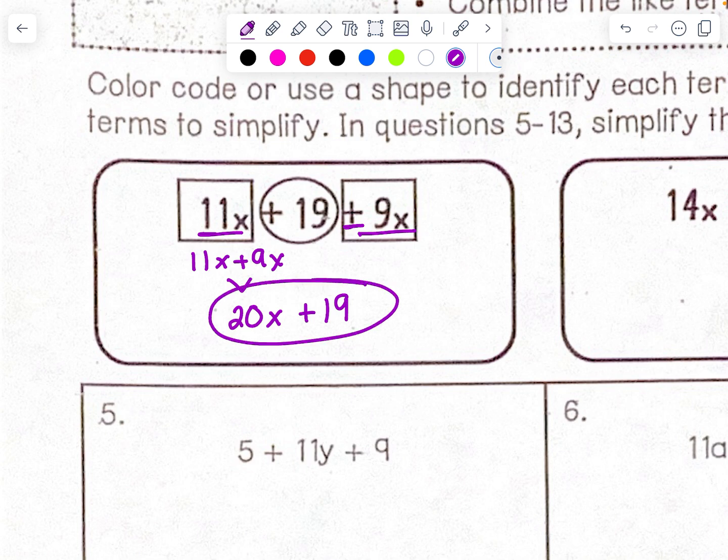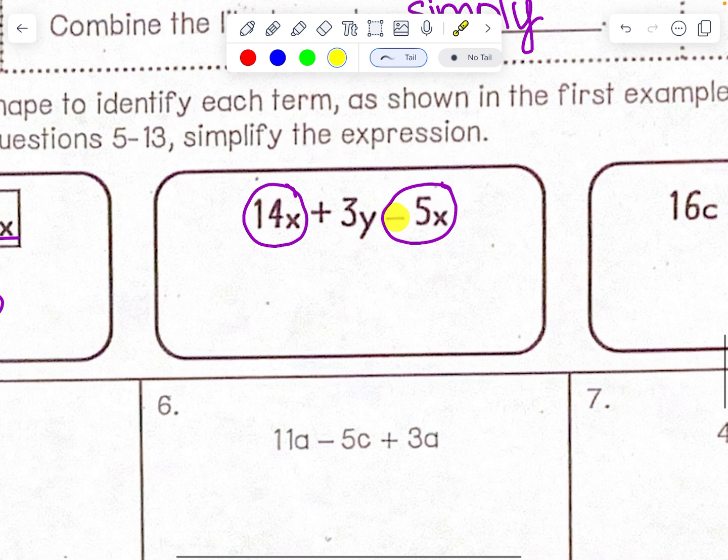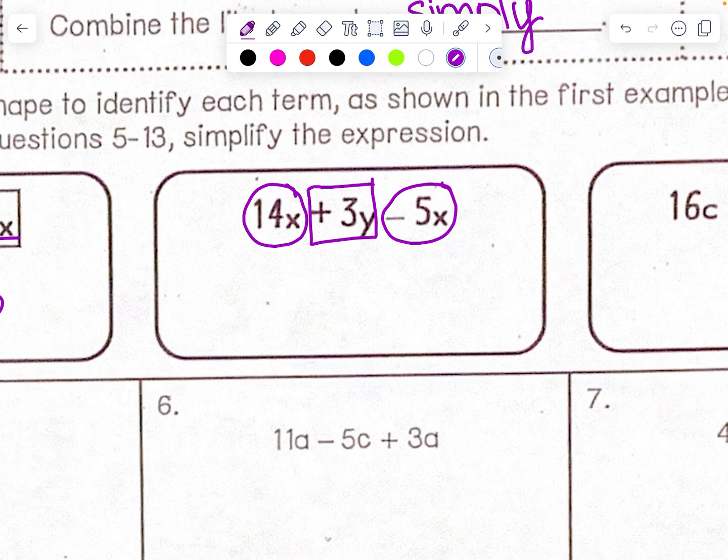Okay. Moving on. So again, 14x. I always start with a circle, then I look to see if there's any other like terms. There is an x. Make sure I include this minus 5. And then looking for any others, and there's only a y, so I'm going to use that. Then I'm going to combine 14x minus 5x. That's a 9x. And the only thing left is a plus 3y. All right. That one's done.